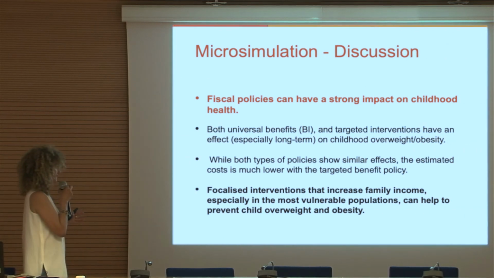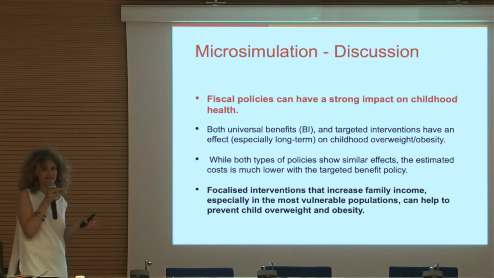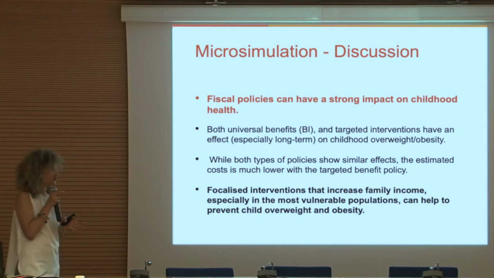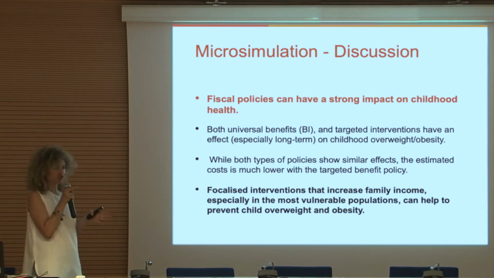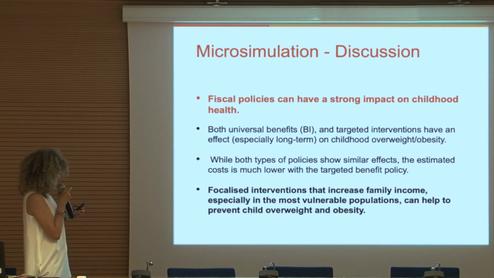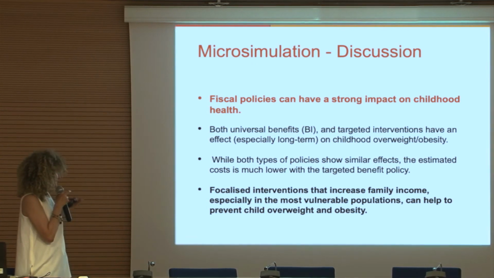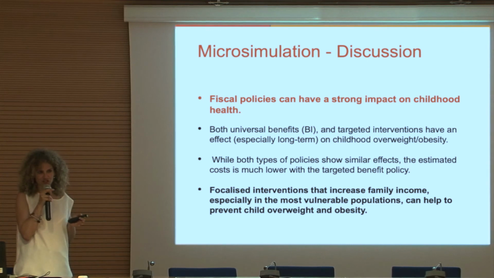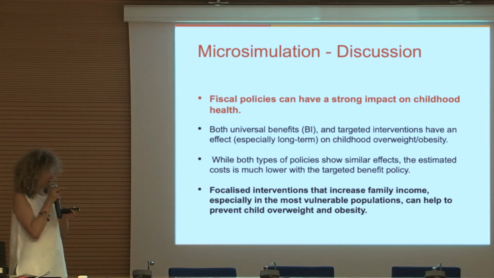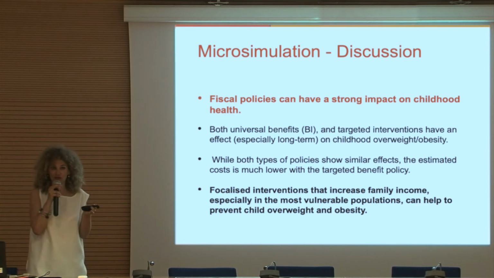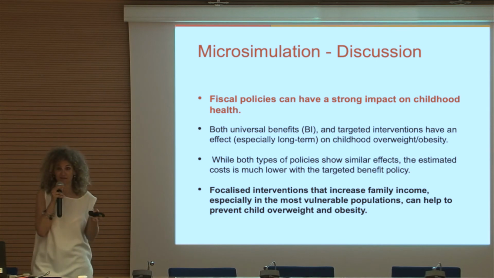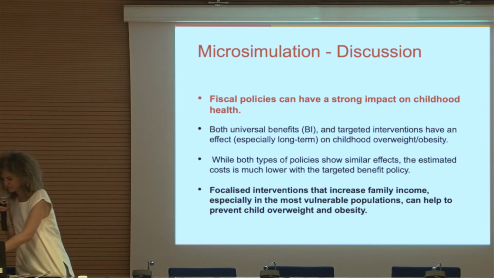So fiscal policies can have an impact on childhood health. In Italy, we observed that both the universal benefit and the targeted interventions can reduce childhood overweight and obesity, but the costs are different, and focalized interventions are much less expensive. Therefore, focalized interventions that increase family income, especially in the most vulnerable population, can help to prevent child overweight and obesity.